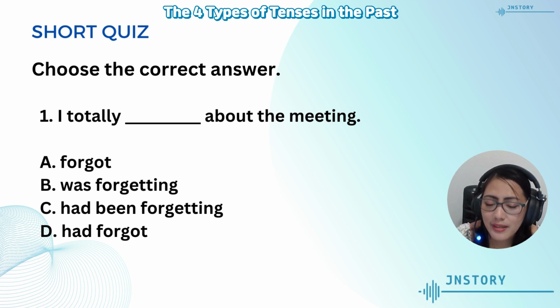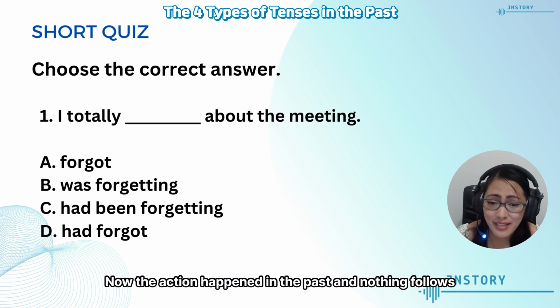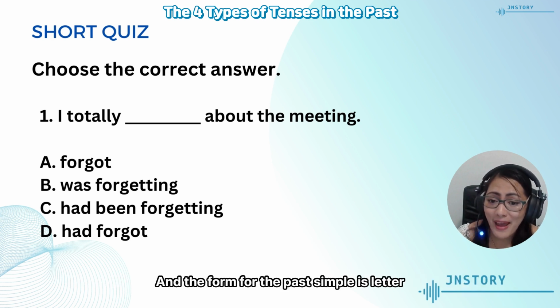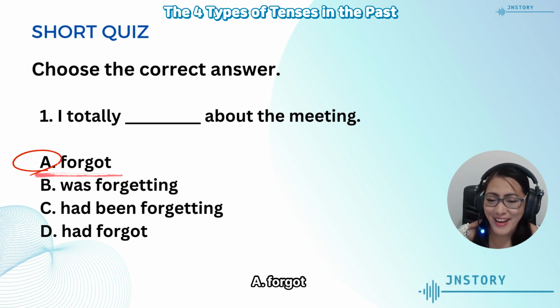Okay, number 1, I totally blank about the meeting. A, forgot. B, was forgetting, C, had been forgetting, or D, had forgot. Now, the action happened in the past and nothing follows. So it happened only once. That means the tense would be past simple. And the form for the past simple is letter A, forgot.